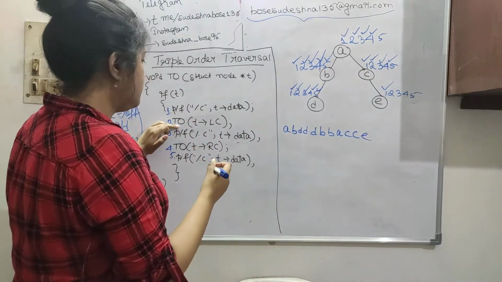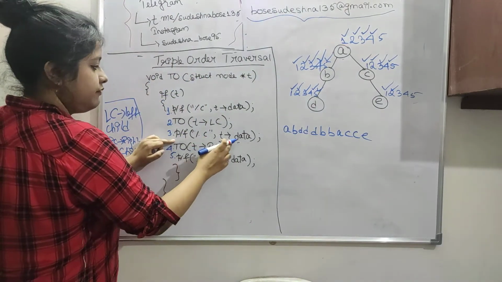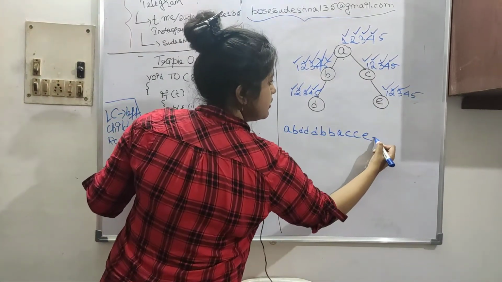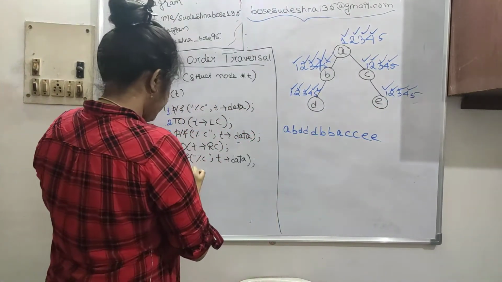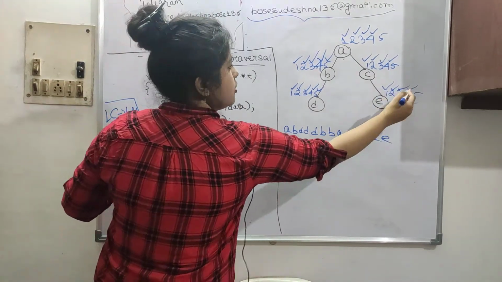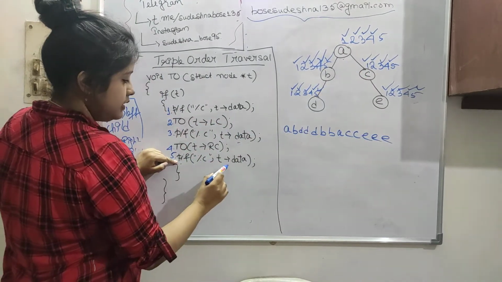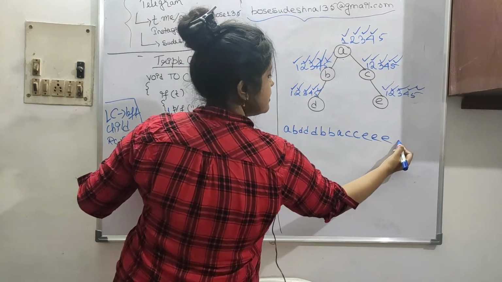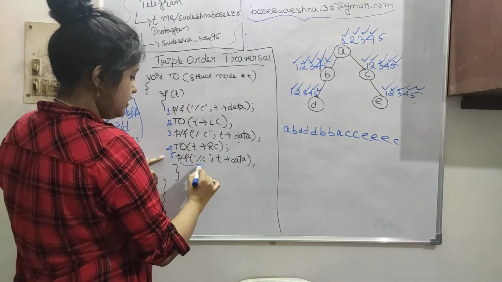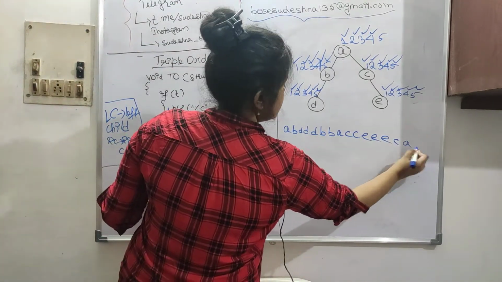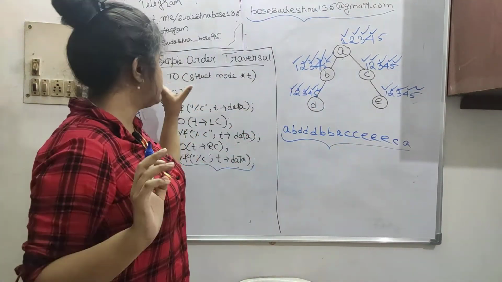Put a tick mark. TO, left child is nothing, so put a tick mark, don't do anything. Number 3, printf T arrow data, E is printed. TO right child, nothing is there, put a tick mark. And number 5, printf, that is E. So all this is done. Now for C, we go back and do the fifth statement, T arrow data. It is C. Now we again go to our calling function. We have to do the fifth statement, that is T arrow data. A is printed.